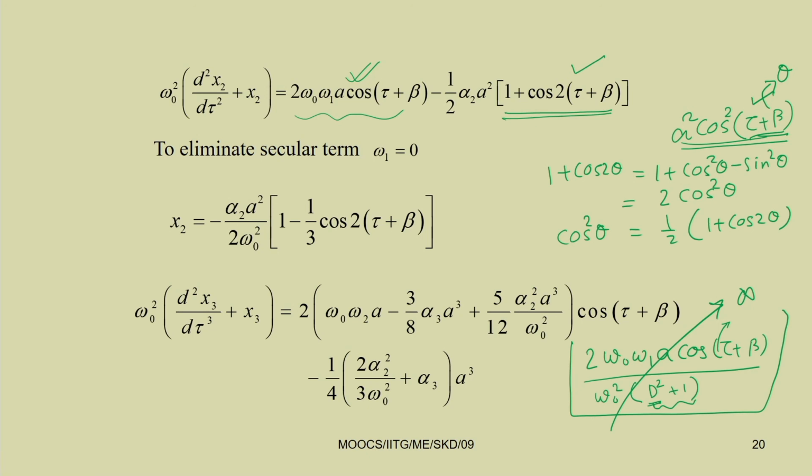As the solution is bounded, this term has to be eliminated. The cos term, cos tau plus beta, has values from minus 1 to plus 1, so this term is not always 0. Similarly, a is not equal to 0 if it is not the trivial state, and omega 0 equal to root over alpha 1 is also not equal to 0. So to eliminate the secular term we must have omega 1 equal to 0.